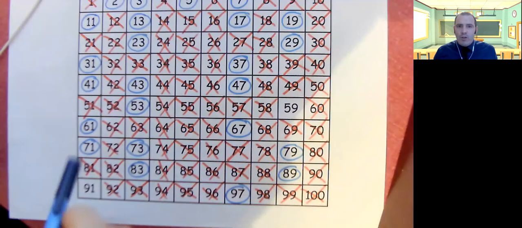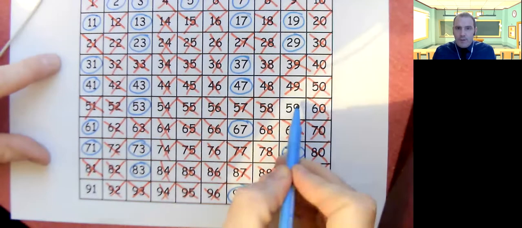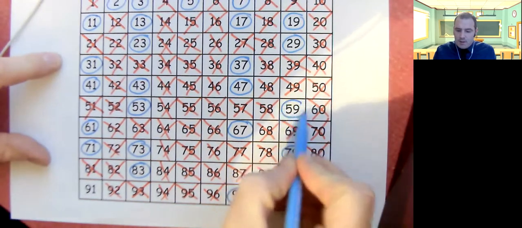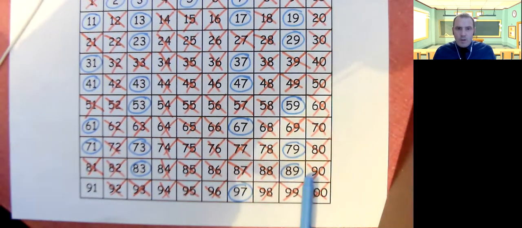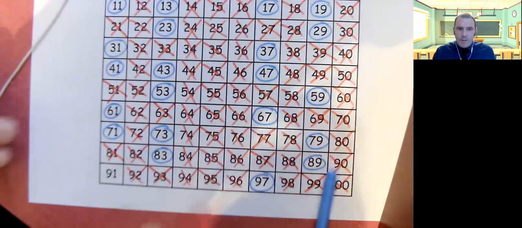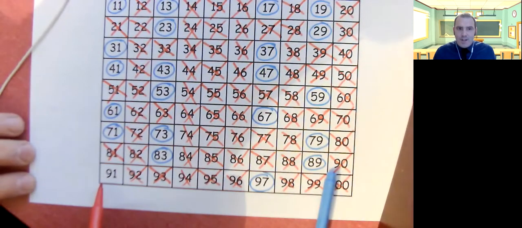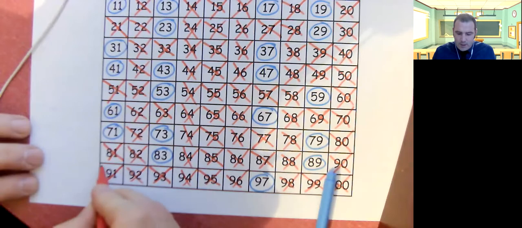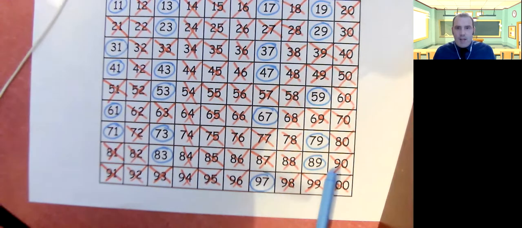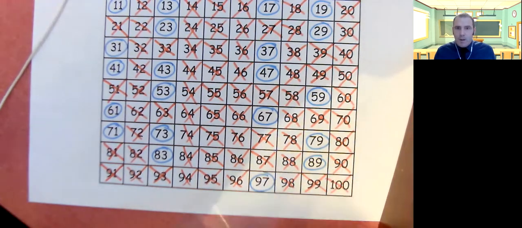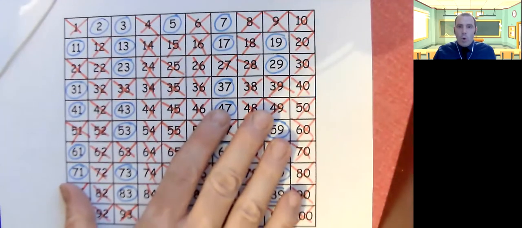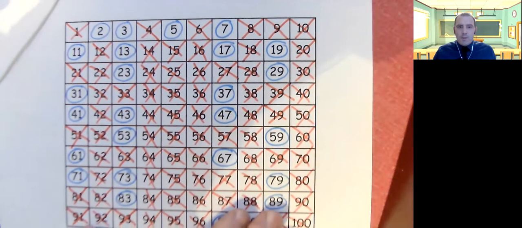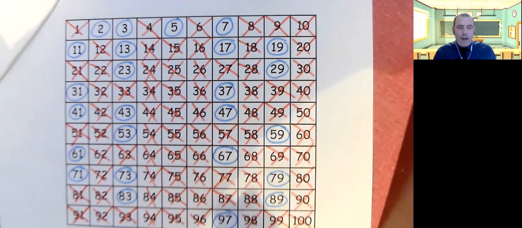Okay, I had 2 numbers I wanted to check. 59 is a prime number. 91, however, was the other one I wasn't sure of. It's not a prime number because it's actually in the 7 times table. So 7 times 13 gives you 91. So here is all of the prime numbers between 1 and 100.